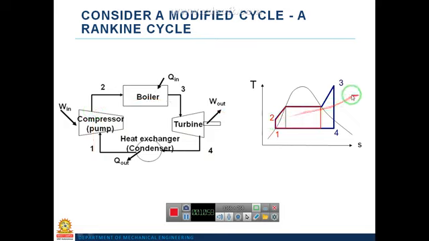Next, process 2 to 3. Process 2 to 3 is the boiler. In the boiler, we are adding heat at constant pressure. If you observe, 2 to 3 is a constant pressure line in the TS diagram. In the boiler we are adding heat at constant pressure, so this liquid, by taking heat in the boiler, is converted.